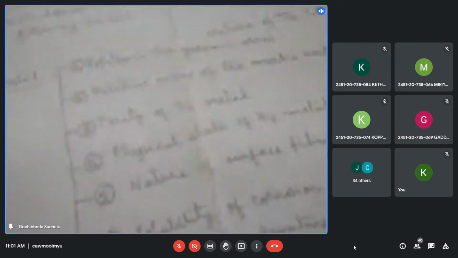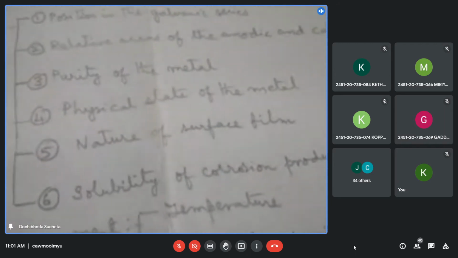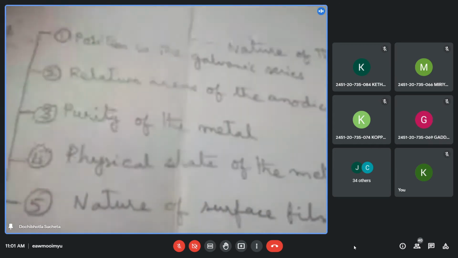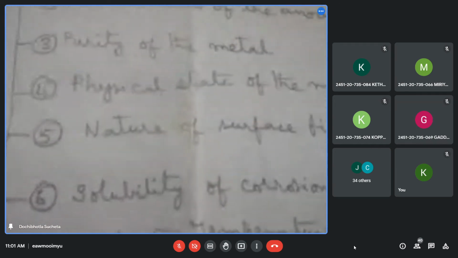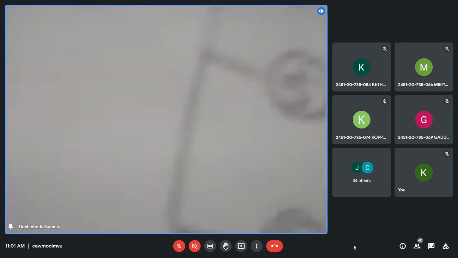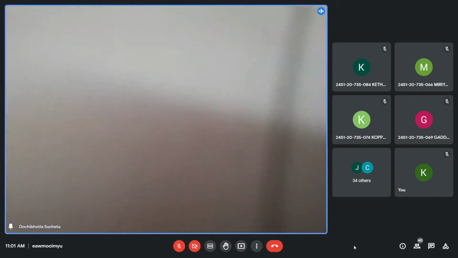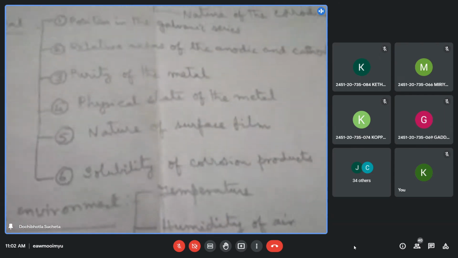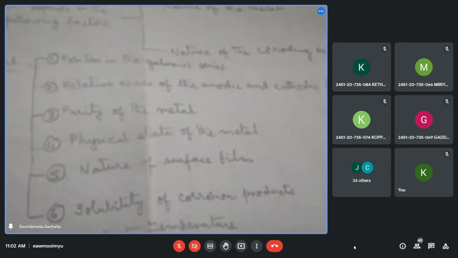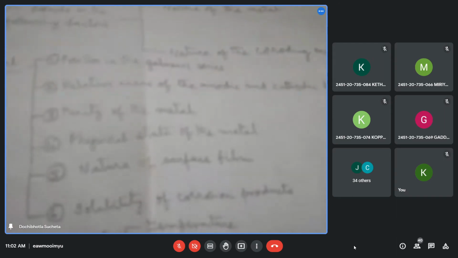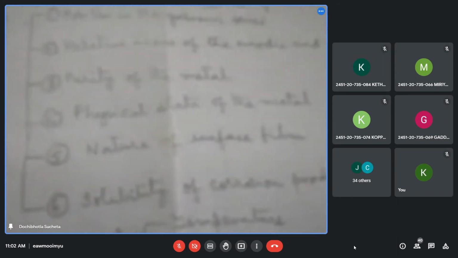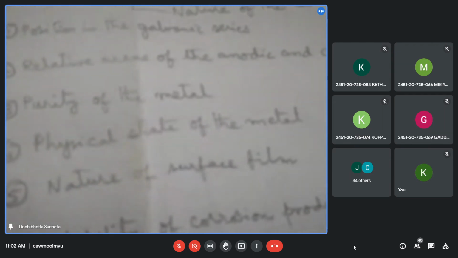Now answer this. When you're talking about the nature of the surface film, what are the four types of oxide films you have? Tell me. What are the four types of oxide films you have? Did I ever tell you about the four types of oxide films? Hello? What are the four types of oxide films?